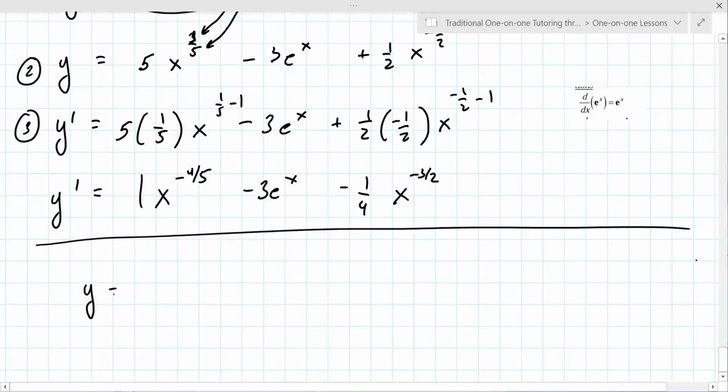Let's do another. Let's say y equals the 7th root of x to the 4th minus the cube root of x squared. Let's try those.